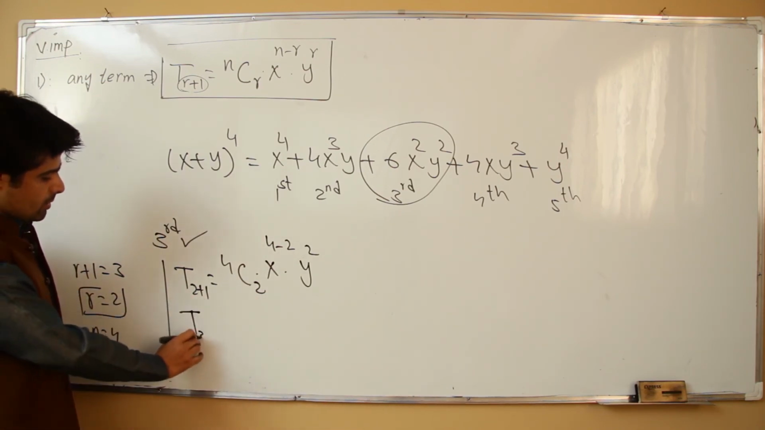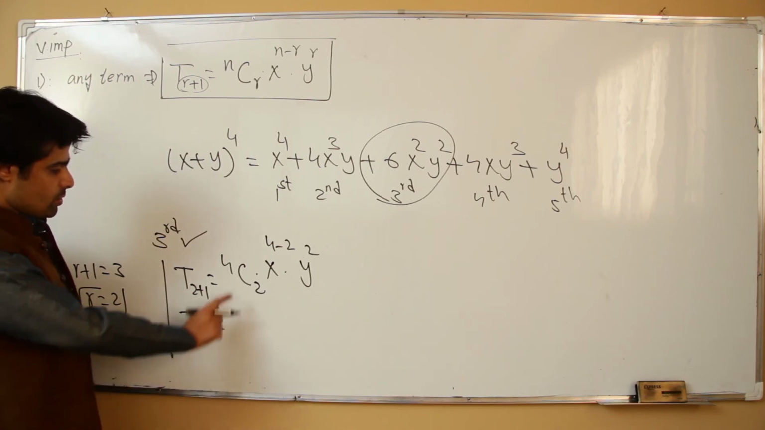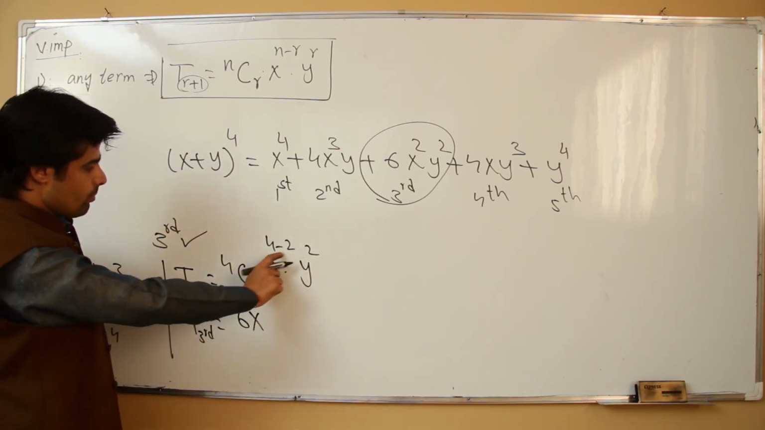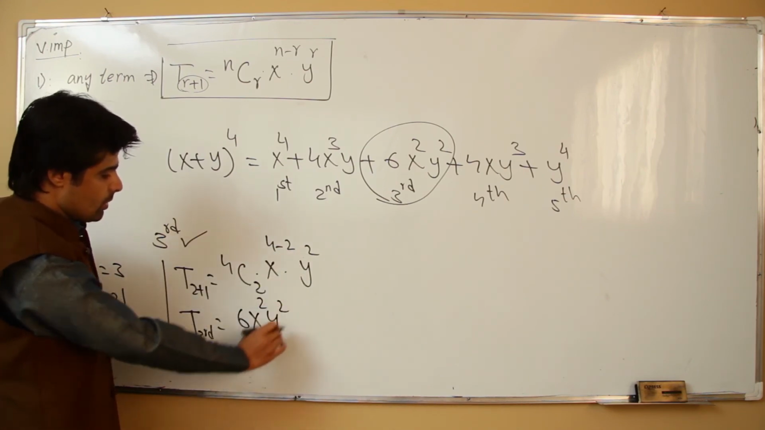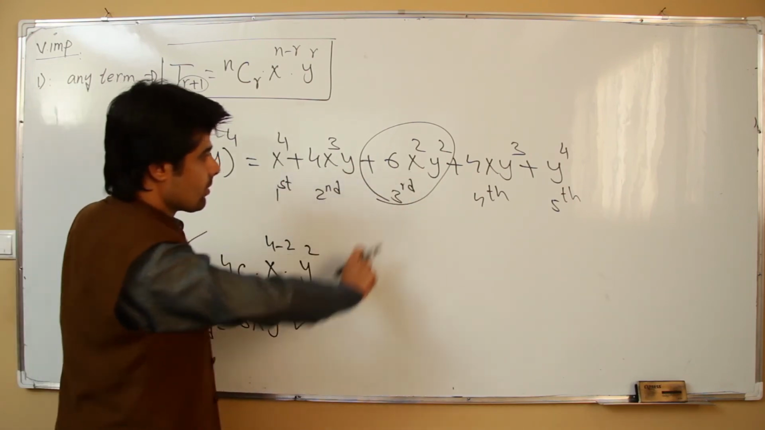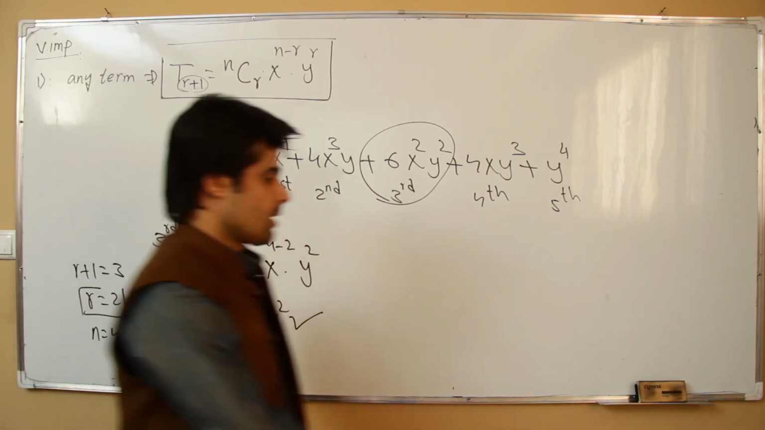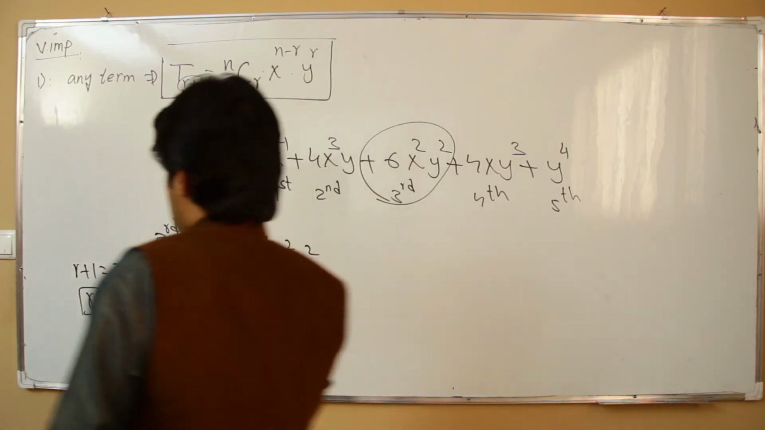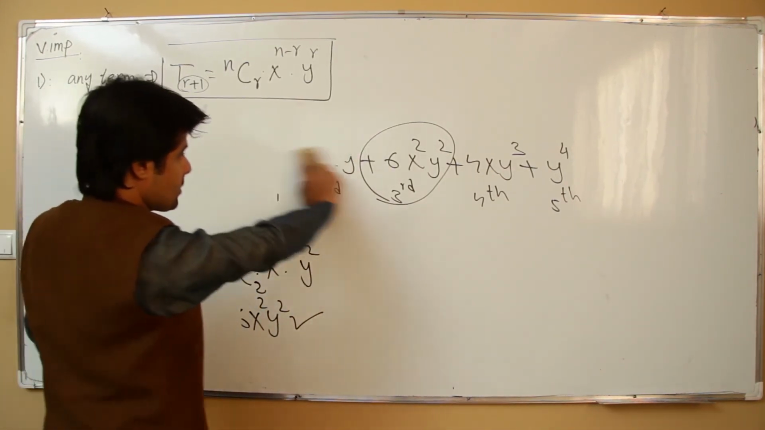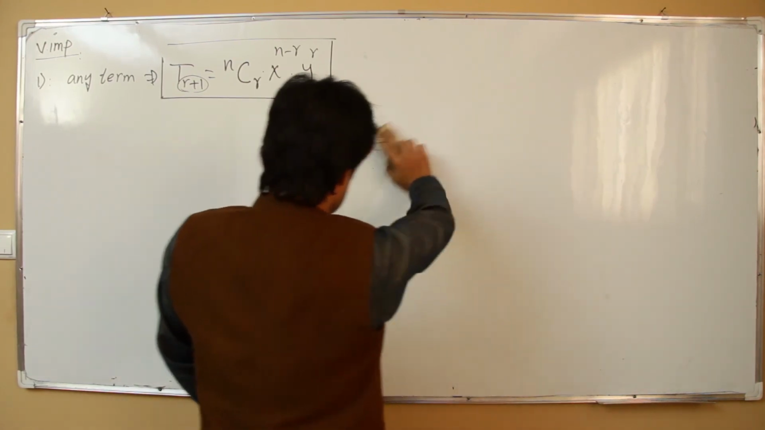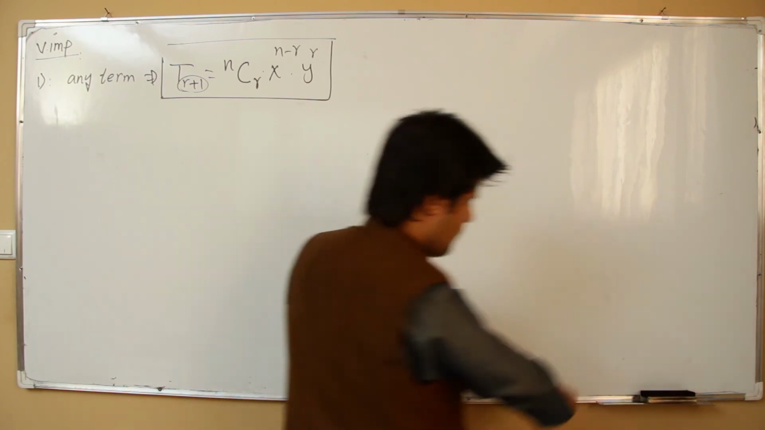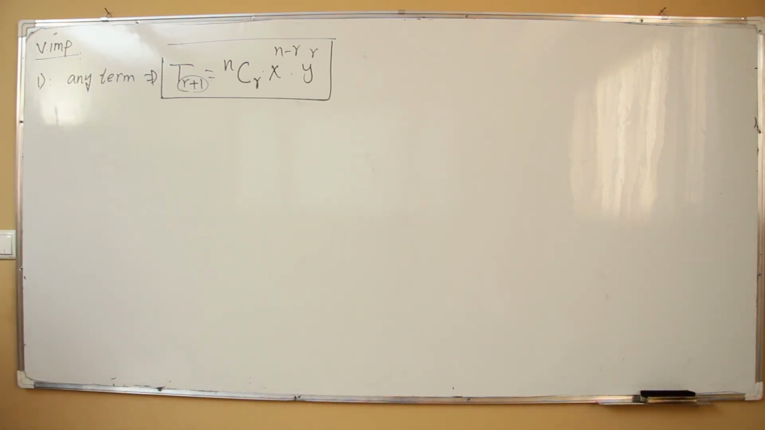2 plus 1, it's the third term, which is 4C2, the combination of this one is 6, x to the power 4 minus 2 is 2, y is 2. This is 6x squared y squared. This is the third term, and I think it's correct. Second important point that we have in binomial expansion is, it was the first one.